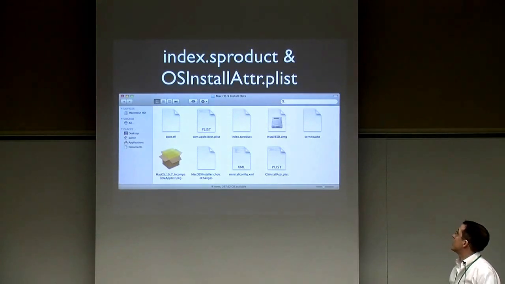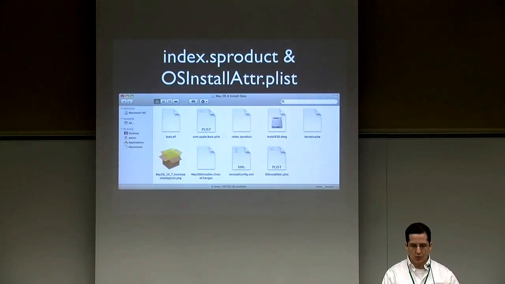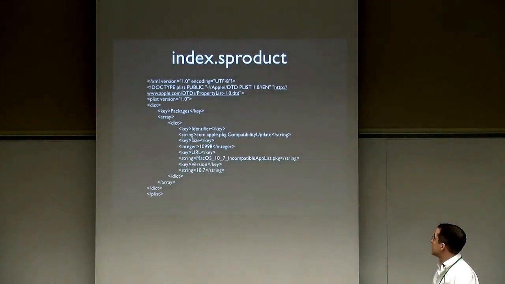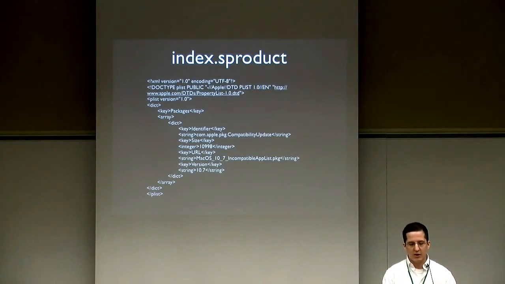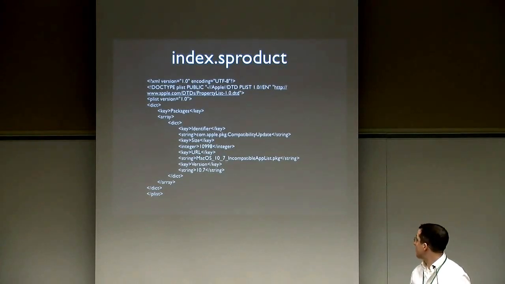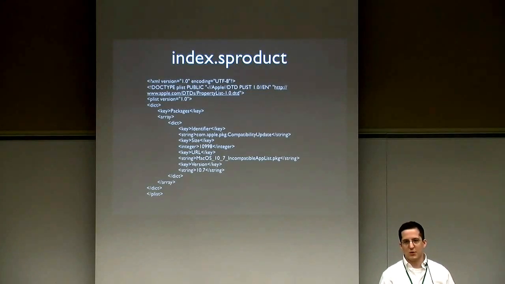The next two steps is the installer creates a file called index.sproduct and one that's called OSInstall.adder.plist. The index.sproduct, this is one of the things you can customize as well, but what it does is it will reference a file which is called macOS 10.7 incompatible app list.package. That package will list the incompatible apps with Lion. So you may have users who have older versions of Parallels or something like that.